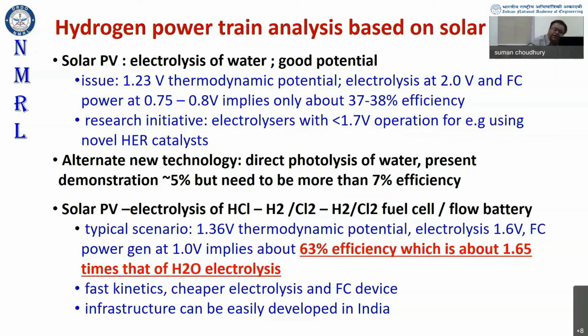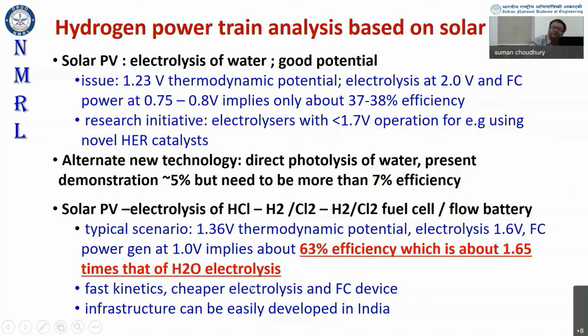And if you use it in a hydrogen chlorine fuel cell or hydrogen bromine fuel cell, as the case may be, it will get about 1.0 volt easily. So that means you will be developing about 1.65 times more efficiency than normal electrolyzers. So this is a rather low-hanging fruit, not very low-hanging, as I'll tell you why later on, it needs to be focused on.